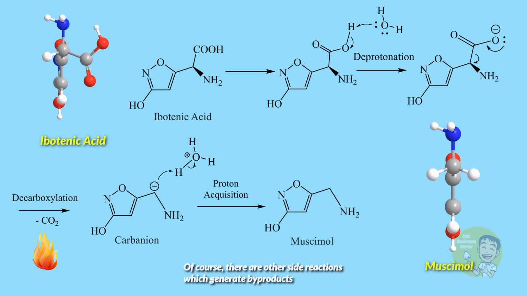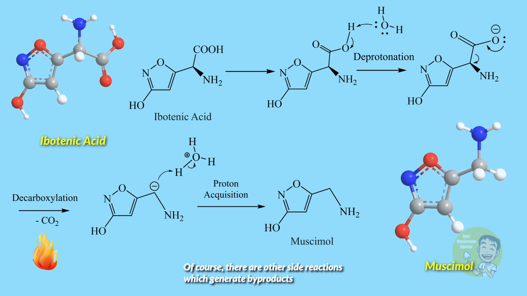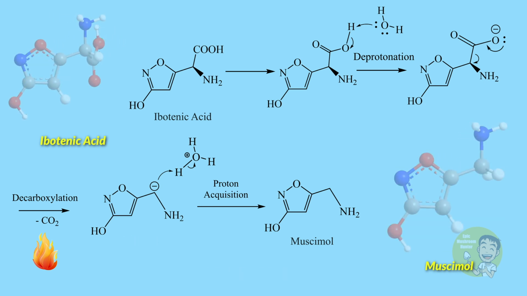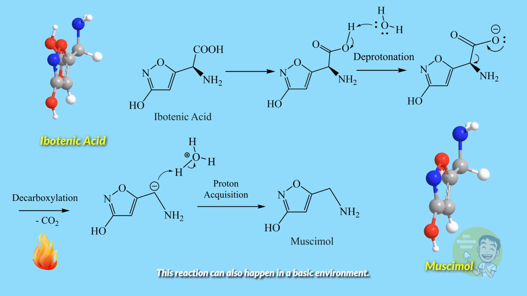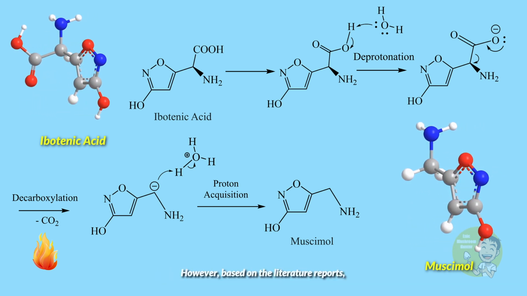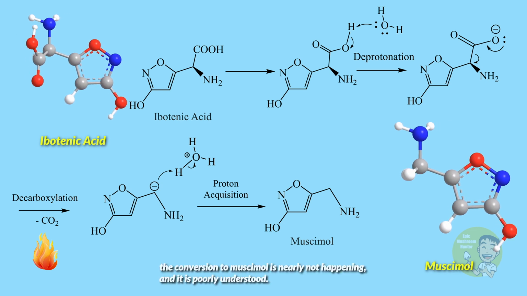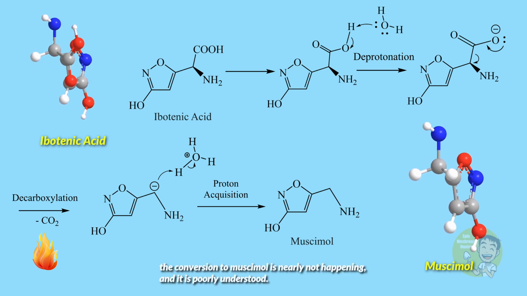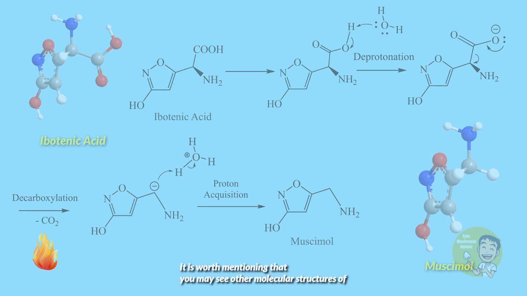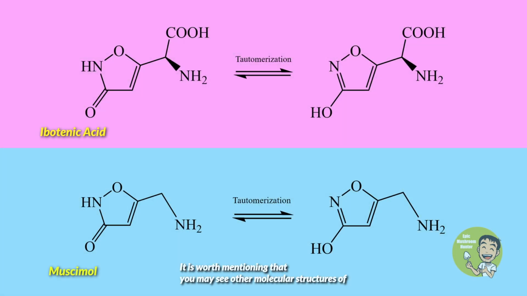Of course, there are other side reactions which generate byproducts, but that is not the focus here. This reaction can also happen in a basic environment. However, based on the literature reports, the conversion to muscimol is nearly not happening, and it is poorly understood. It is worth mentioning that you may see other molecular structures of ibotenic acid and muscimol as shown here. These compounds are the same, and they coexist due to the interconversion of molecules, also known as tautomerization. You can refer to Wikipedia for more information on this topic.